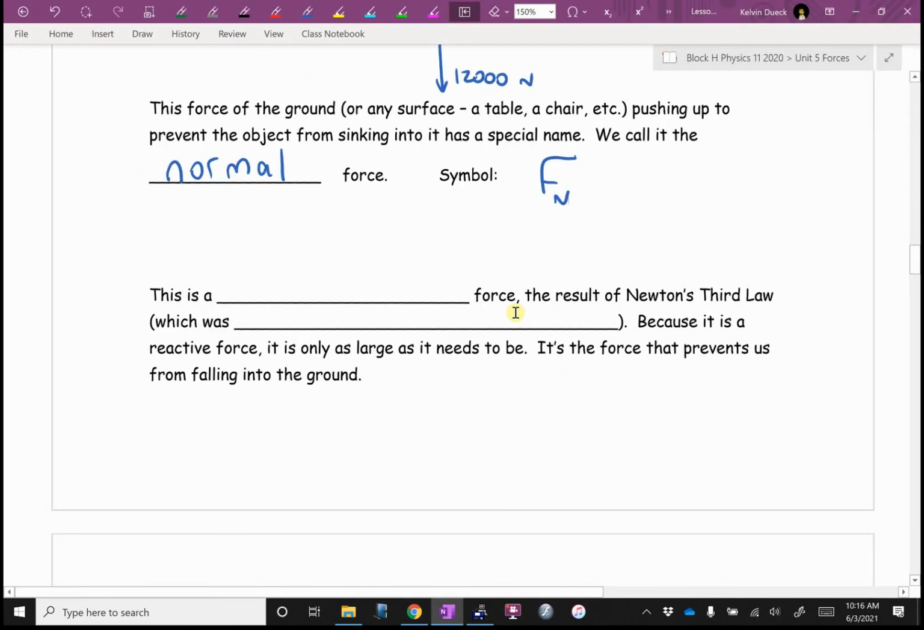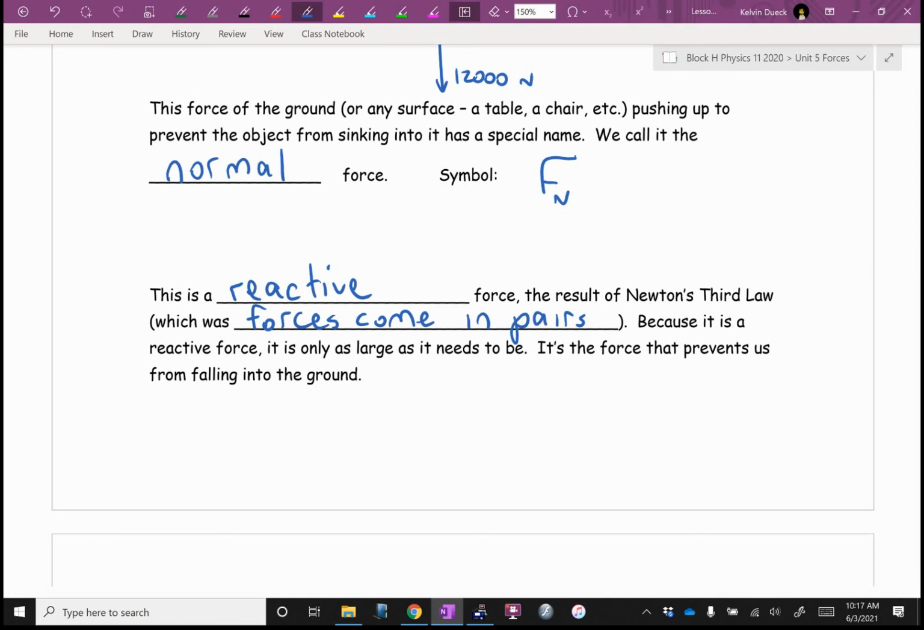The normal force, as you actually pointed out, this is what we call a reactive force. This is a Newton's third law force. What was Newton's third? Forces come in pairs, not apples. Because it's a reactive force, it's only as big as it needs to be.